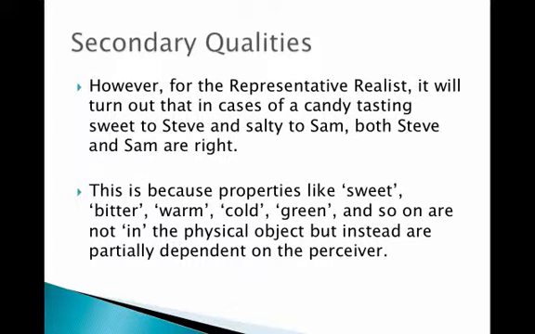And you're going to say, hold on there, isn't that a contradiction? And didn't you rail against contradictions? Yes, I did rail against contradictions, and yes, I hate contradictions. But the good news for the representative realist is that Steve and Sam don't contradict each other. That's because properties like sweet, bitter, warm and cold, and green and so on are not in the actual physical object itself. Instead, they're partially dependent on the perceiver.